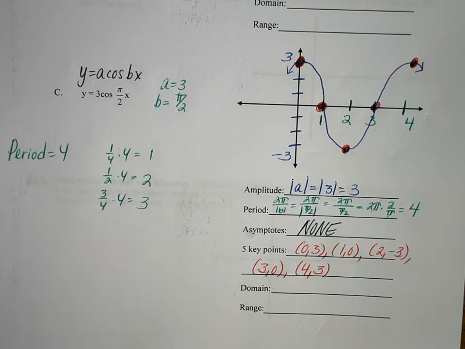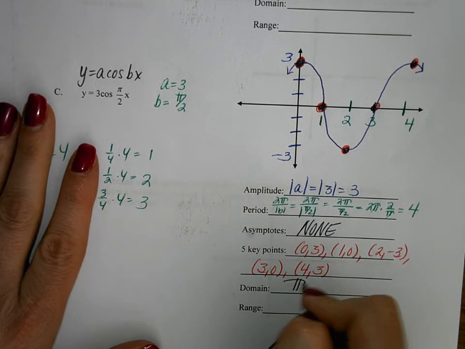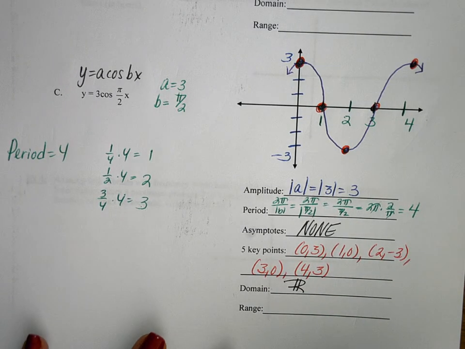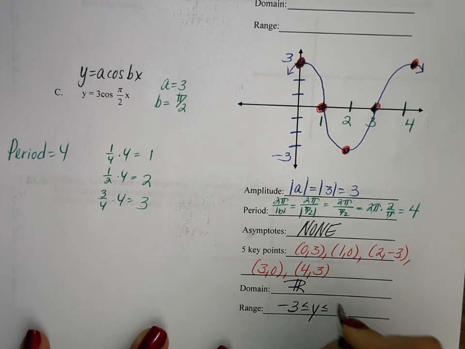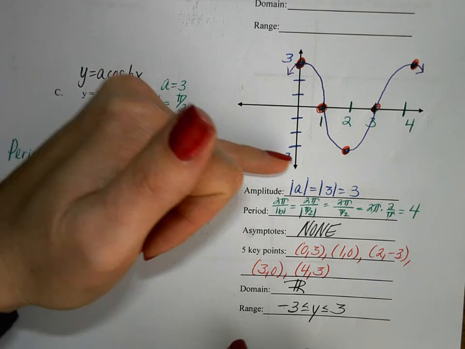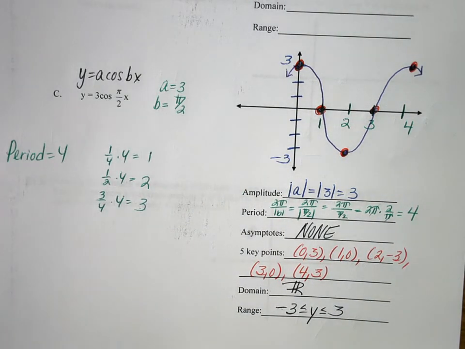All right, and what is my domain? All reals. Chelsea, what is my range? -3 is less than y is less than 3. Beautiful. My y's go from -3 to +3 because my a value was 3. Are we okay with that? Questions with that one? All right. Continuing on then.